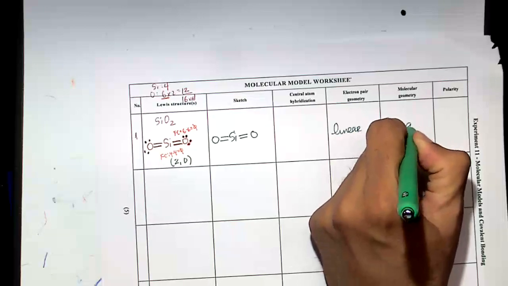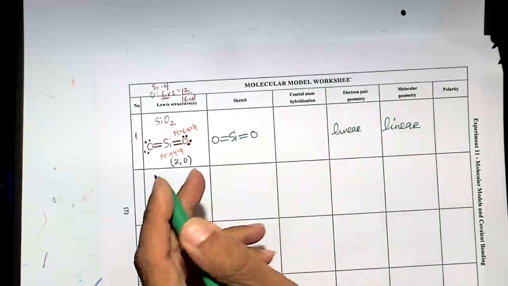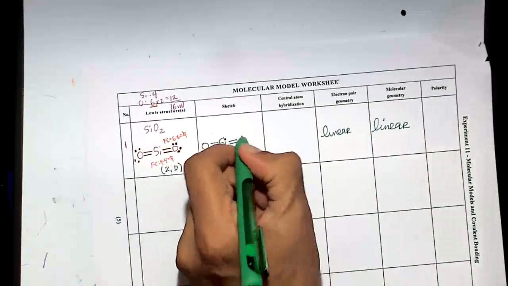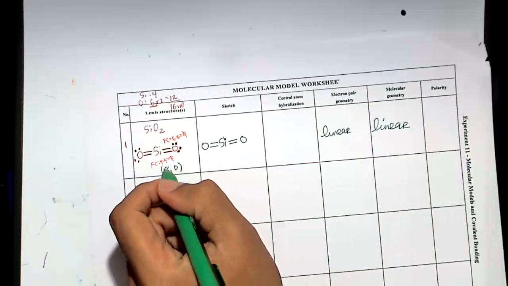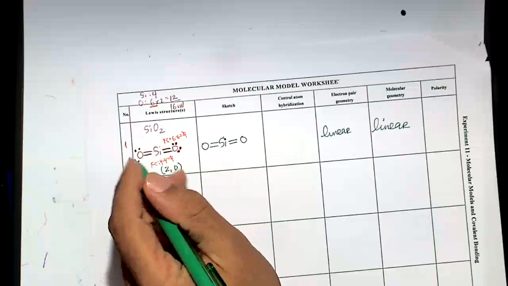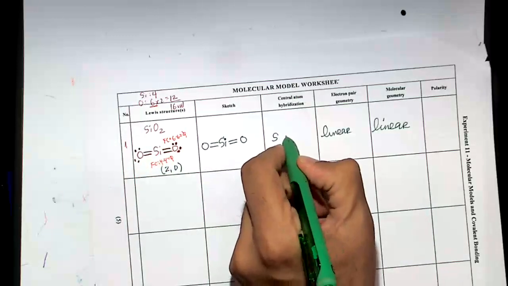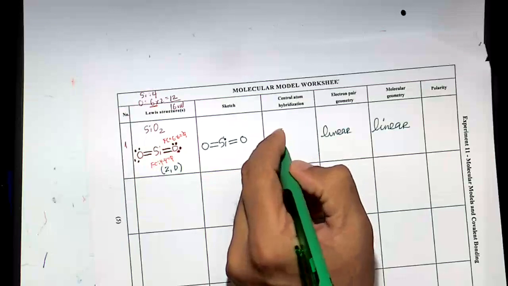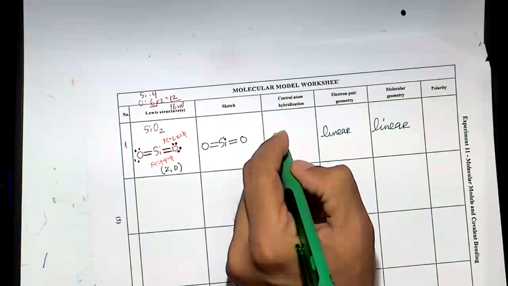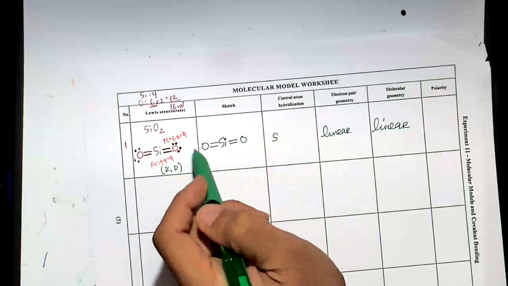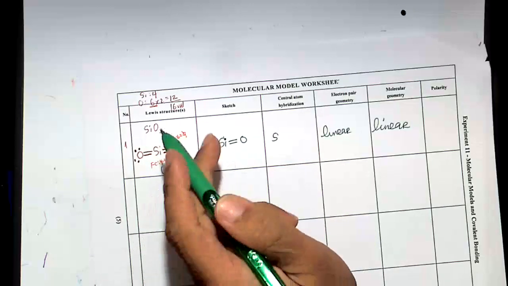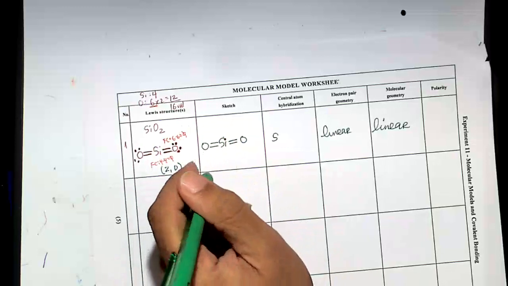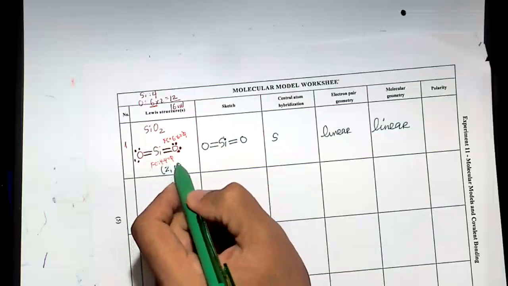Because there are no lone pairs, it's linear. And what is the central atom hybridization? How will we get to 2? We'll take 1 from S, and how many from P? What's 2 plus 0? 2 plus 0 is 2.